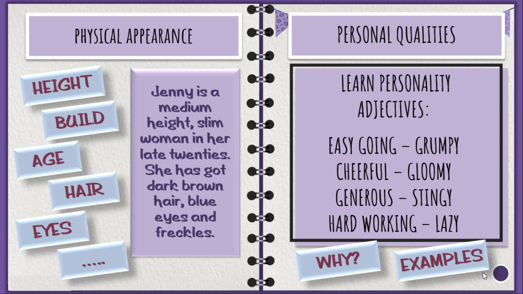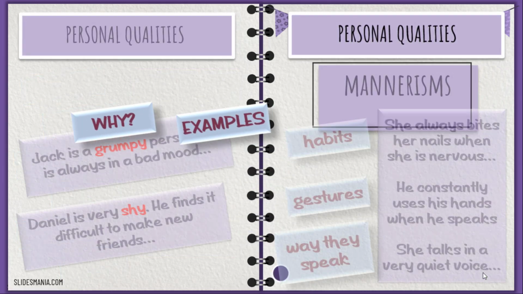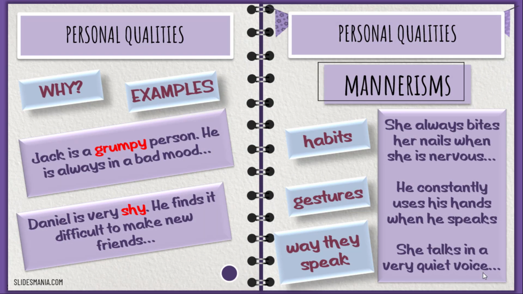As regards personal qualities, it's important to learn personality adjectives. Here are some opposites: easygoing and grumpy, cheerful and gloomy, generous and stingy, hardworking and lazy. It's a good idea to say why you think that person is, for example, grumpy or shy, and provide examples.